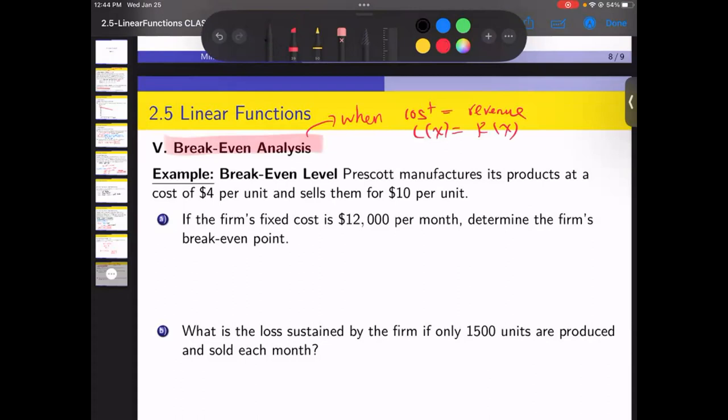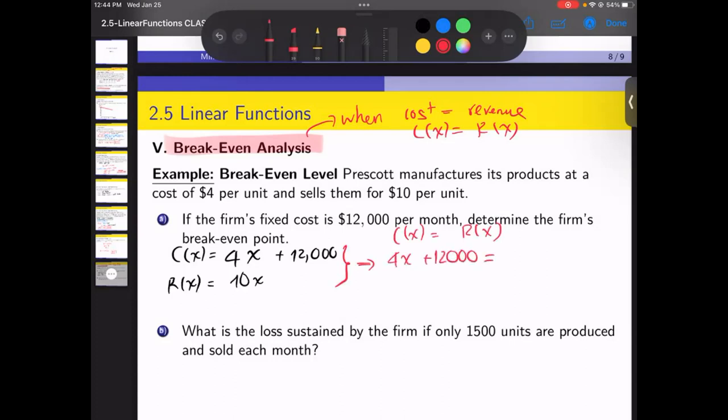So first, let's figure out what is C of x. So the fixed cost is 12,000, right? And then the variable cost will be $4 per unit to produce. So 4x plus 12,000. And then your revenue is, you sell them at $10 per unit, so 10x. Together, break-even is you set C of x equal to R of x. So 4x plus 12,000 equals 10x.